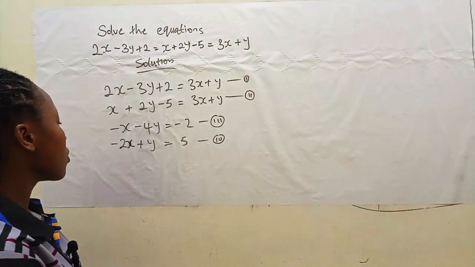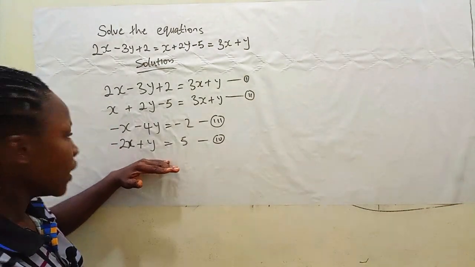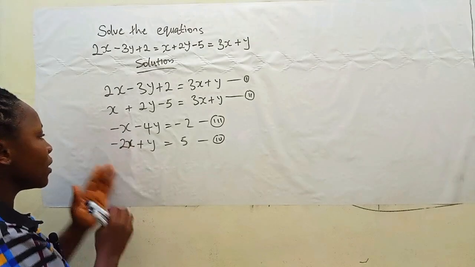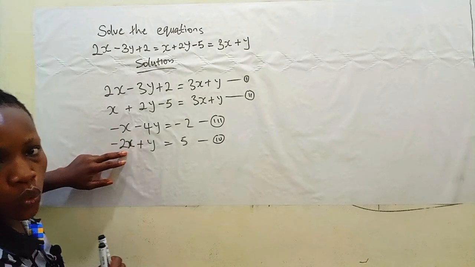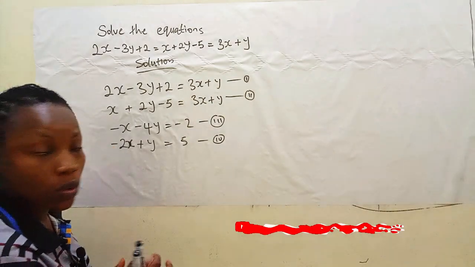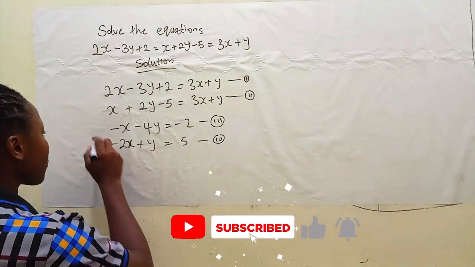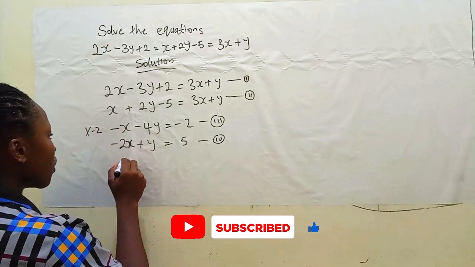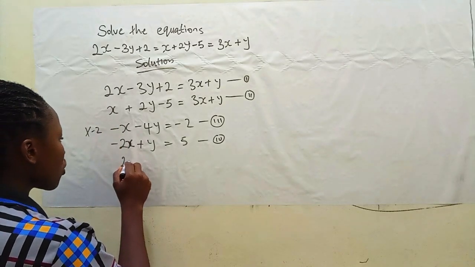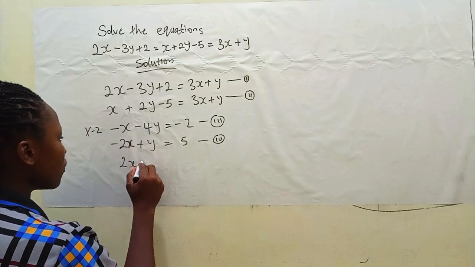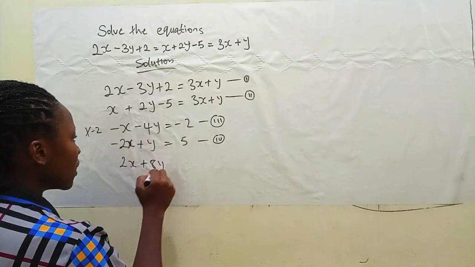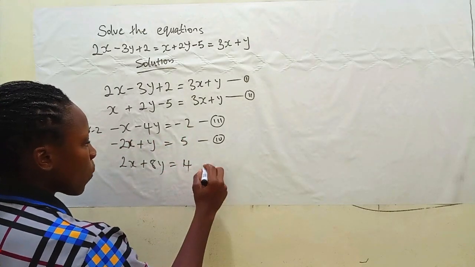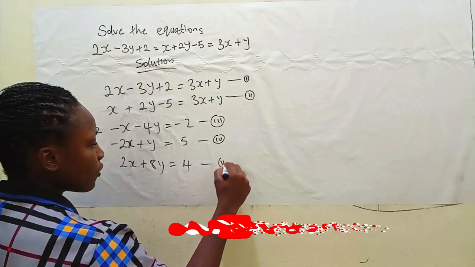Now we are to use the elimination method. In order to eliminate x, we are multiplying equation 1 with minus 2. Times here with minus 2. Here is going to give us 2x, while here is going to give us plus 8x. And here is going to give us equals to 4. You can name it equation 5.